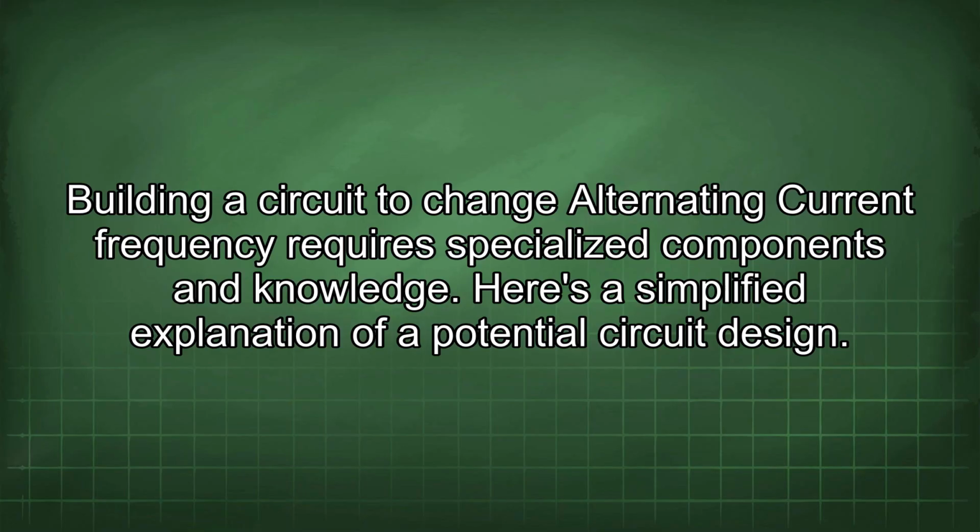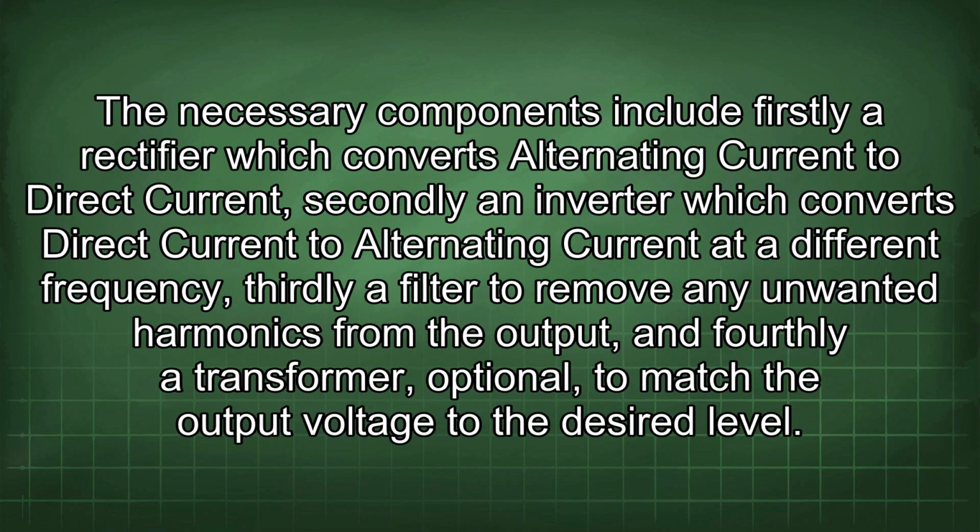Building a circuit to change alternating current frequency requires specialized components and knowledge. Here's a simplified explanation of a potential circuit design. The necessary components include firstly a rectifier which converts alternating current to direct current, secondly an inverter which converts direct current to alternating current at a different frequency, thirdly a filter to remove any unwanted harmonics from the output, and fourthly a transformer, optional, to match the output voltage to the desired level.